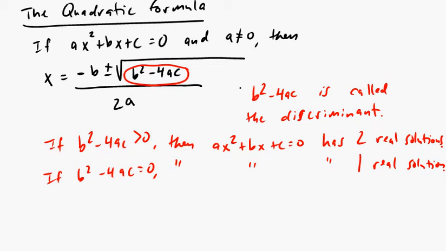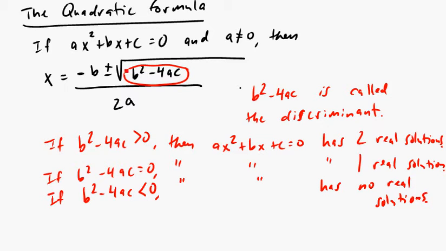And the third possibility is if the discriminant is negative. If the discriminant is negative, then the equation has no real solutions, because the square root of a negative number isn't a real number.